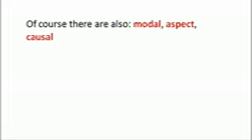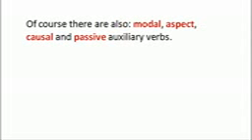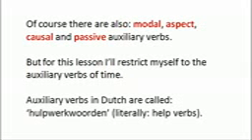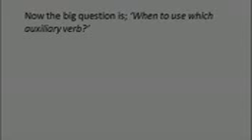Of course there are also modal, aspect, causal and passive auxiliary verbs, but for this lesson I'll restrict myself to the auxiliary verbs of time. Auxiliary verbs in Dutch are called hulpwerkwoorden. Literally translated, it means help verbs.